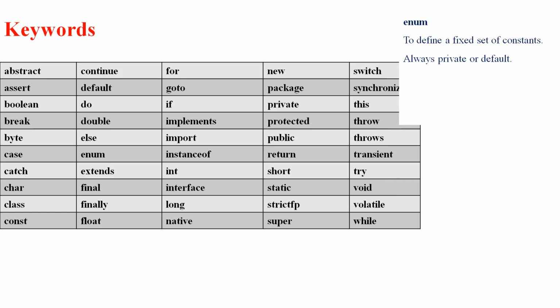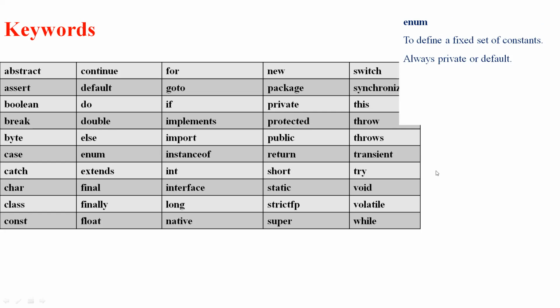So next we have an enum. By using this enum, we declare or define enumerated data types. So enum stands for enumerated values or enumerated data types. This enum is used to define a finite set of constants. So this enum is always private or it is always a default value.